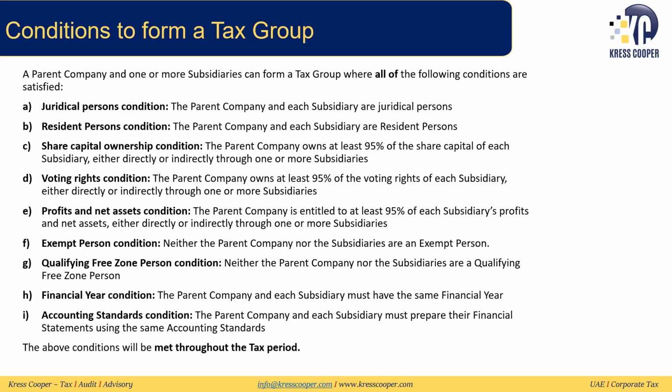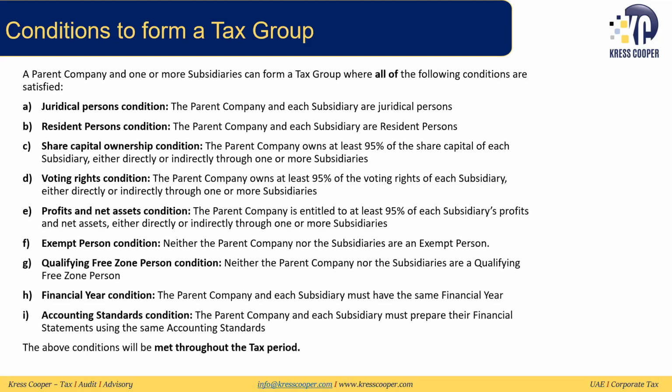Then there is the exempt person condition. The parent company or any of the subsidiaries cannot be an exempt person. Under the law, there are certain persons who are exempt, for example, government entities, government controlled entities, companies engaged in extractive business, or companies engaged in non-extractive natural resource business, qualifying public benefit entities, and so on. If you are an exempt person under the law, then you cannot be part of the tax group. I think the only exception is that if there is a government taxable subsidiary, those companies can be part of a tax group.